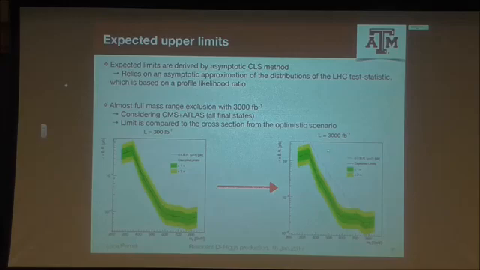Also, I have to say that here we are including also electron in the final state, muon, and also we are assuming an eventual combination of CMS and ATLAS. So there is a factor 2, let's say, in statistics coming from an eventual combination. So you said that you include the electron too? Yes. Here. Yeah, here.